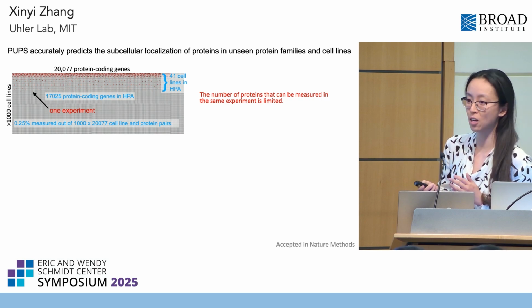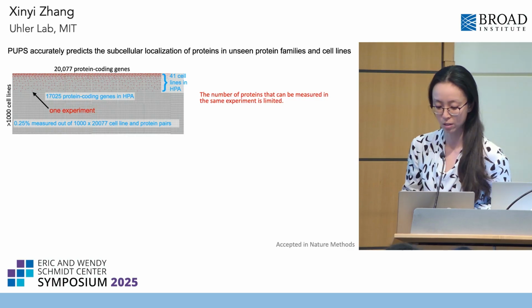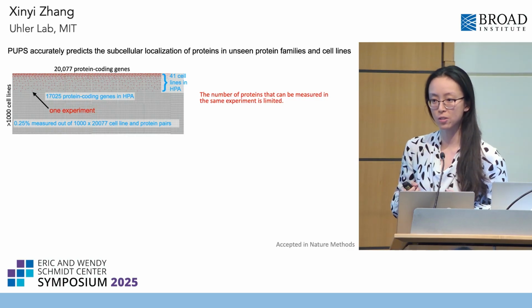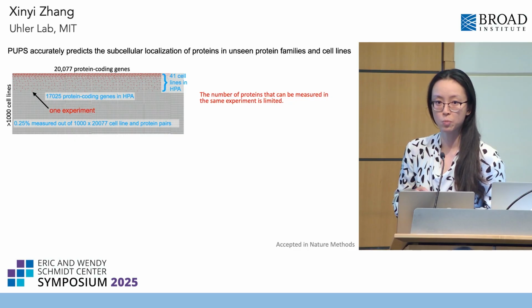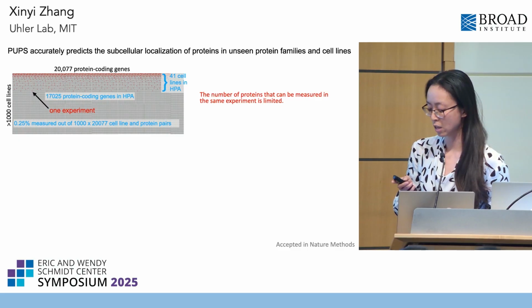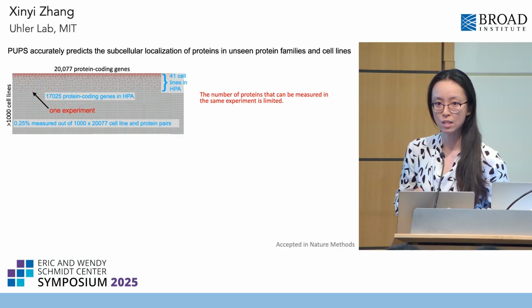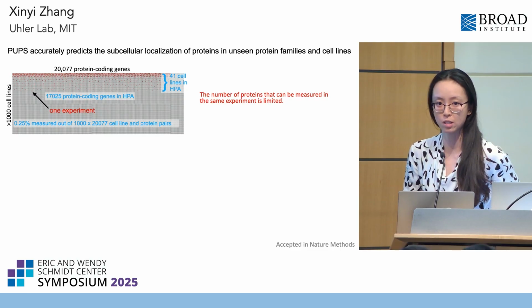And more importantly, not all pairs of these proteins and cell lines are measured, only 0.25% of all the possible pairings were measured. This is because the number of proteins that can be measured in the same experiment is limited, so it's perhaps not possible to experimentally profile all the possible pairings. So we need a computational tool that can allow us to predict the protein localization from measurements that we have.